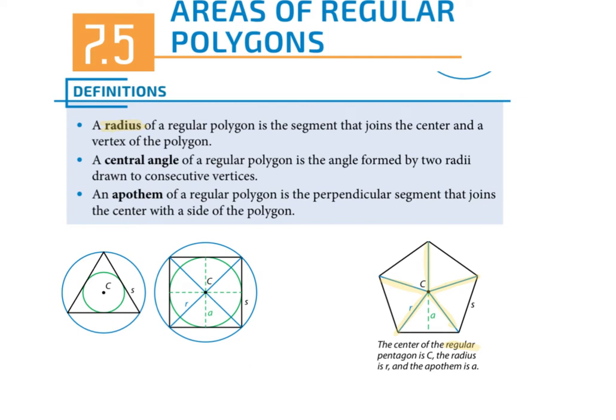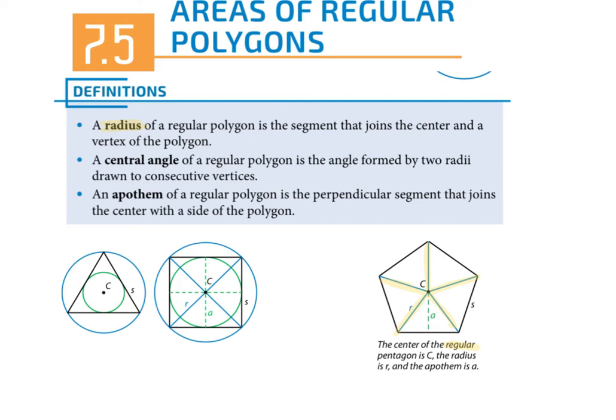So you'll notice when I drew all of the radii, I had the same number of triangles as I have sides. This is a pentagon. When I drew my radius to each one of the vertices, I had 5 triangles for a pentagon, all right? That is your radius. It is from the center to a vertex.